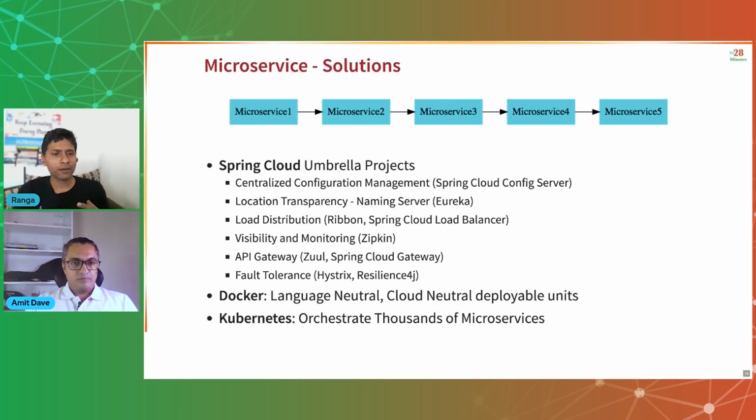So, in the Java Spring Boot world, Spring Cloud provides a number of solutions related to the technology aspects of microservices, right? If you want centralized configuration management, you can make use of Spring Cloud Config Server. If you want a service registry, something like a naming server, you can go with Eureka. If you want client-side load distribution, you can go with something like Spring Cloud Load Balancer. If you want visibility and monitoring, distributed tracing, you can go with Zipkin, right?